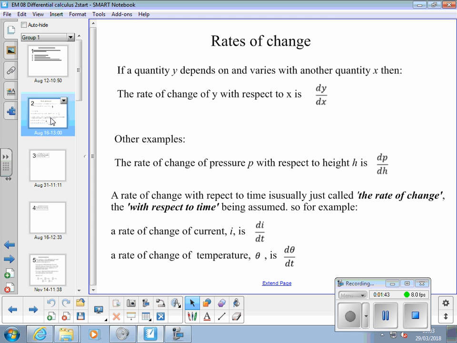A rate of change with respect to time is usually called just the rate of change. So if it doesn't say with respect to anything, the assumption is that that's time. For example, the rate of change of current is di by dt. Rate of change of temperature, theta, is d theta by dt. If it doesn't say with respect to a different variable, the assumption made is that it's with respect to time. And that's where most of your rates of change are going to be with respect to, in all honesty.